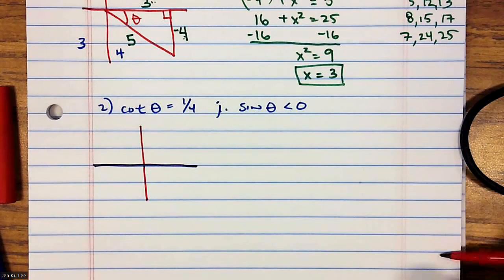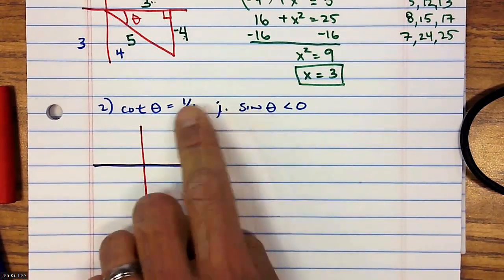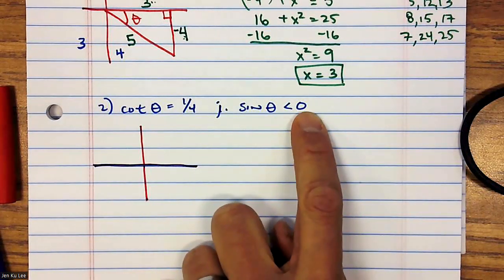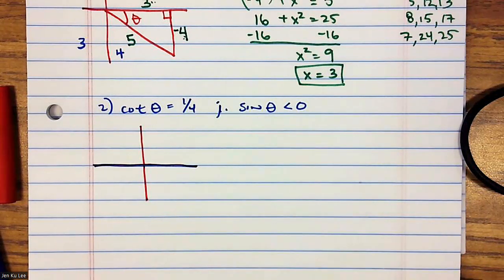Pick one piece of information and narrow down what quadrant it's in. I'm going to pick this one first. Sine is negative. What quadrant is sine negative? Let's think about it before you flip through your notes and try to become a machine and memorize your notes. If sine, which is y over r, is negative.